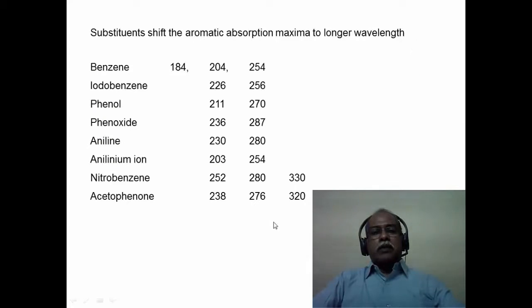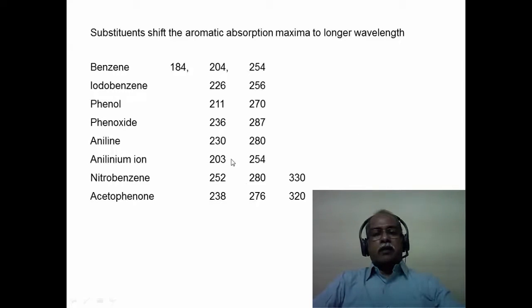Now when benzene is substituted with auxochromes like, for example, iodobenzene, phenol, phenoxide and so on, the functional groups are essentially auxochromes. There are two effects that it does. One is that it shifts the aromatic absorption maxima to longer wavelength. As you can see from benzene, it is going from 204 nanometers to 226 nanometers. By the time you come to nitrobenzene, for example, the pi to pi star transition goes to 254 nanometer.